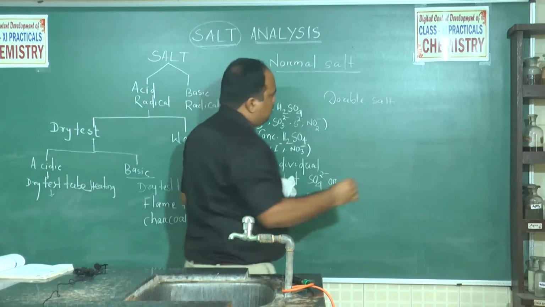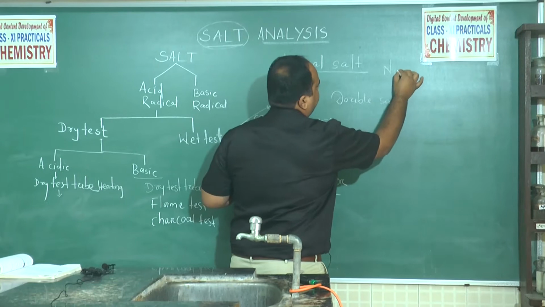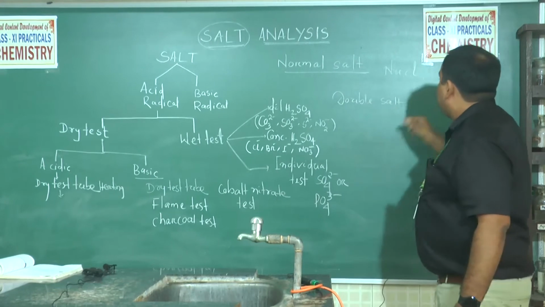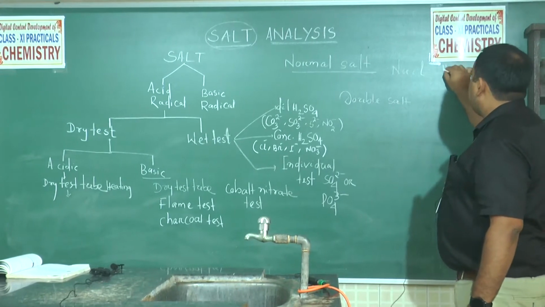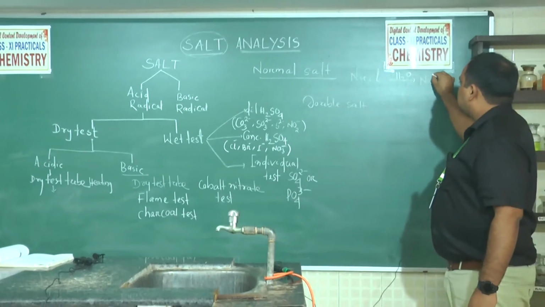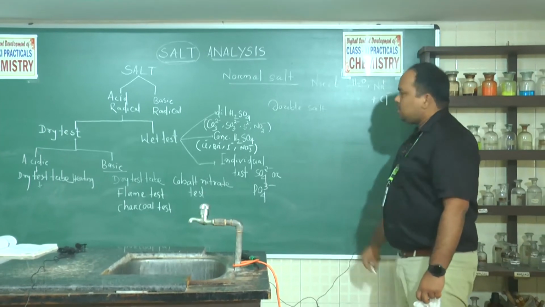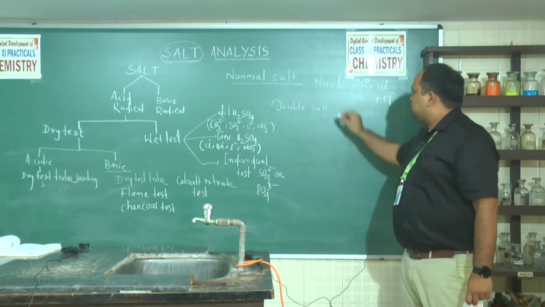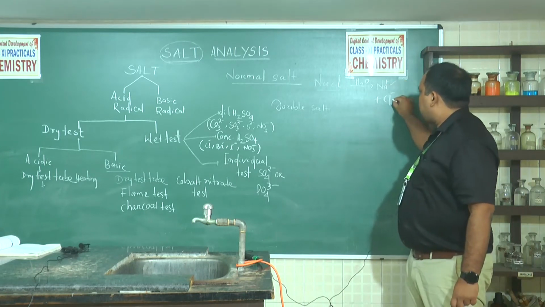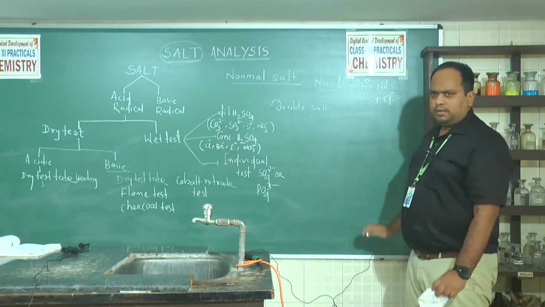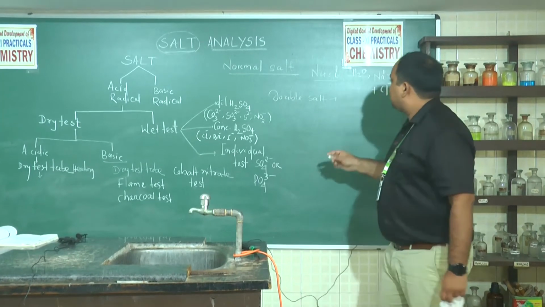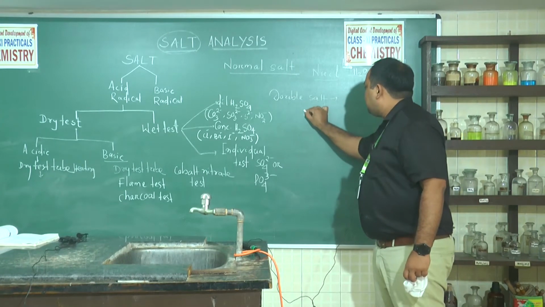A very simple example, I am giving a salt NaCl. When you dissolve NaCl in water, in aqueous solution, it dissociates into Na plus and Cl minus. The simple salt, the normal salt, is dissociated into its constituent ions in aqueous solution. And double salt means it is comprised of again two salts.